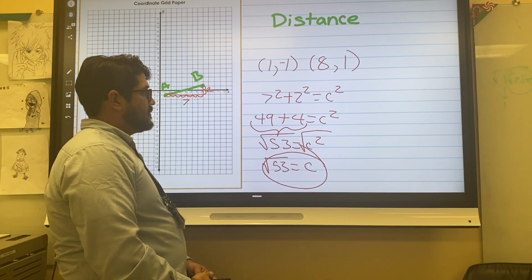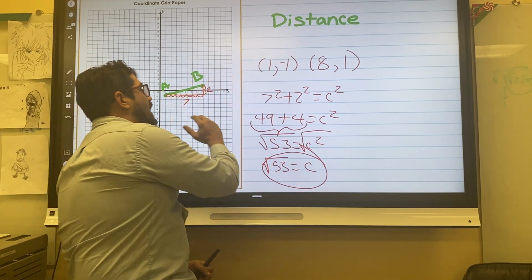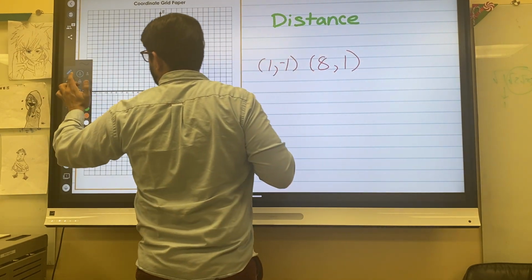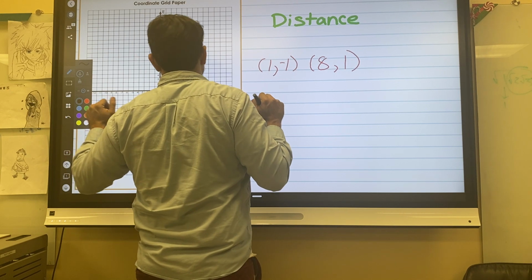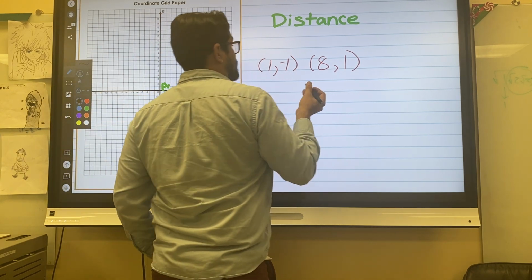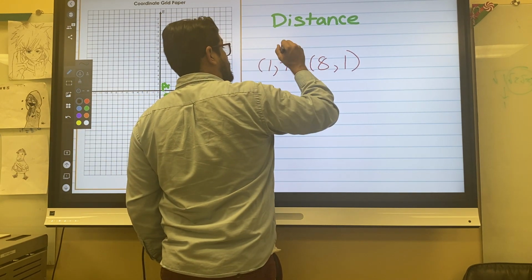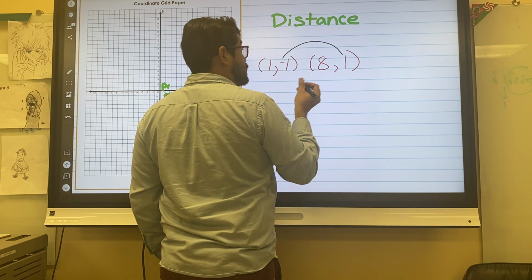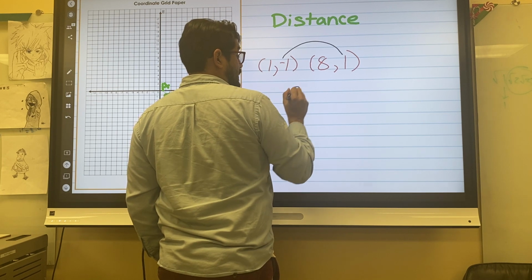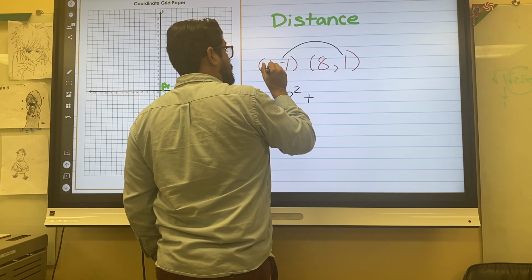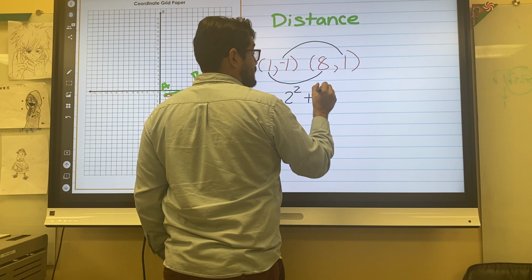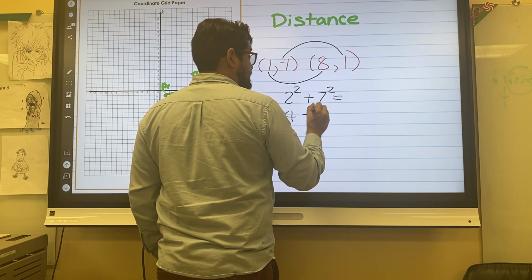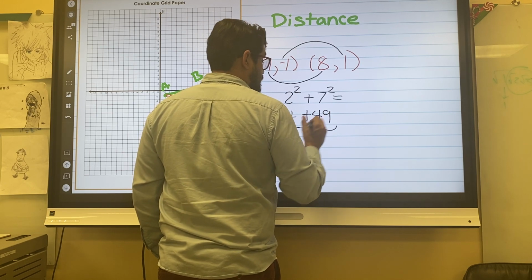All right? Now I'm going to show you how to do that without the graph. What if you can't make a right triangle? Very similar to what we did before with slope. Okay? So now we just have to figure out how far is -1 from 1. Well, they're 2 away from each other. 2 squared. Plus, how far is 1 away from 8? Well, they're 7 squared. Look at that. I got the exact same numbers.